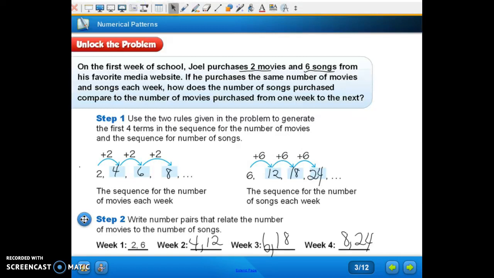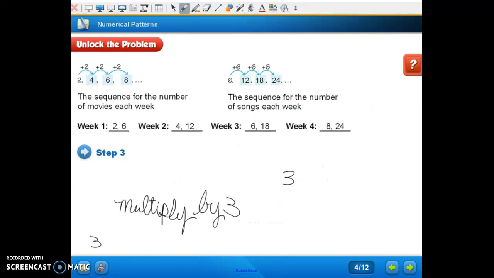Then in step 2, you would put those together in ordered pairs. So week 1 is 2 and 6. Week 2 is 4 and 12, 6 and 18, and 8 and 24. So there's your ordered pairs. Now, it says the sequence for the numbers of movies each week and the sequence for the number of songs each week. So you can see that we put our pairs down on the line.